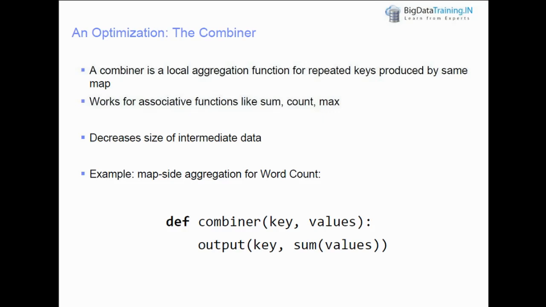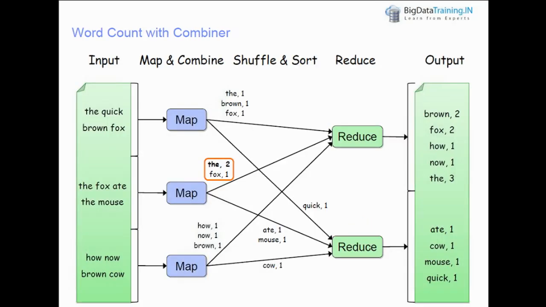You have a number of advantages of that. If you visualize it, see here. If you are using a combiner, the output of your mapper would not just be d comma 1 and d comma 1. It would be an aggregated value, d comma 2 and fox comma 1. So your map and combine would be used, and then after that shuffle and sort will be there, and then the same reducer process will happen.